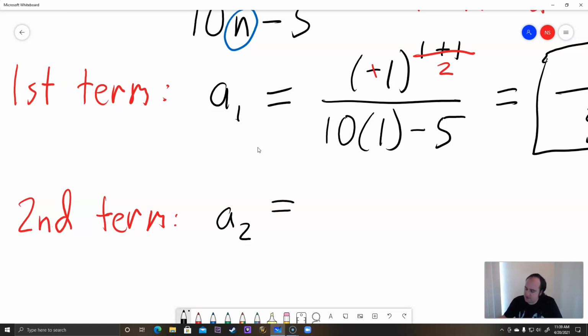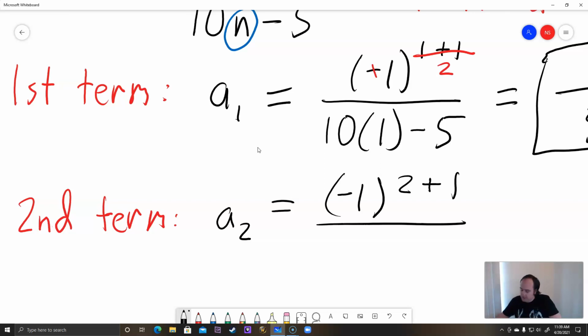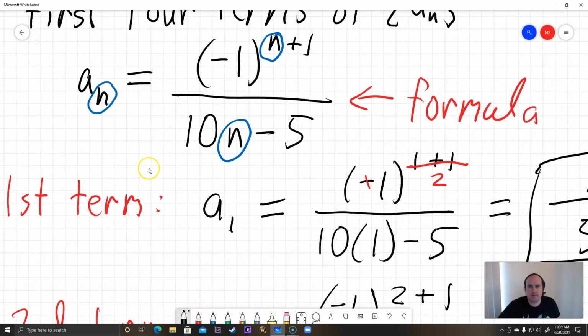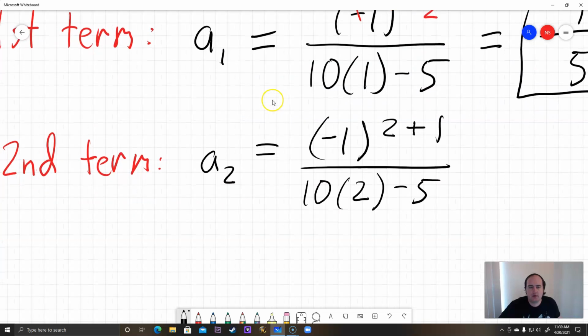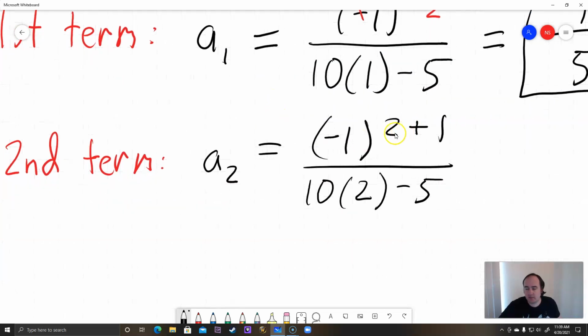Okay, and a2 is going to be -1 to the 2 plus 1 all over 10 times 2 minus 5. Okay, so it's the same exact formula as we did for a1. It's just here we're plugging in n as 2 right there and right there. Okay, and that's going to give us our second term.